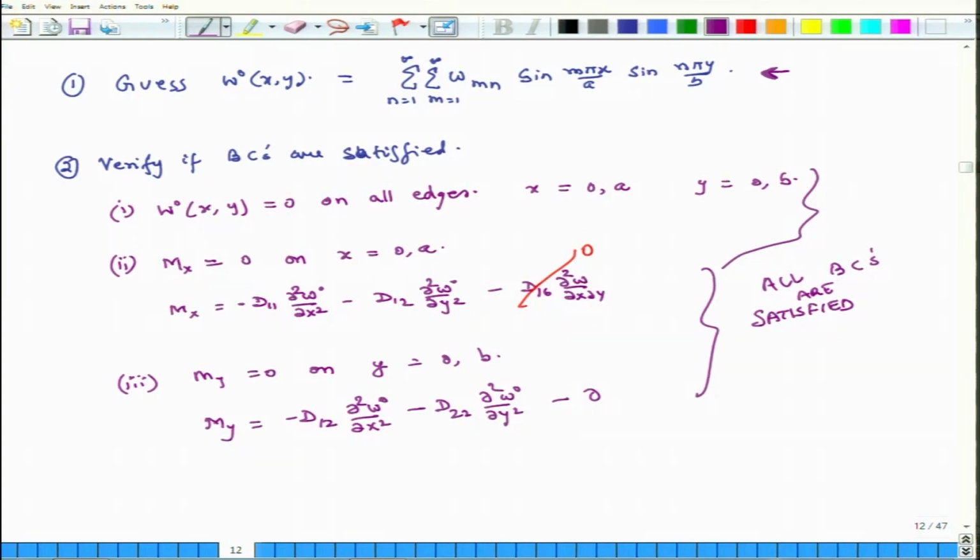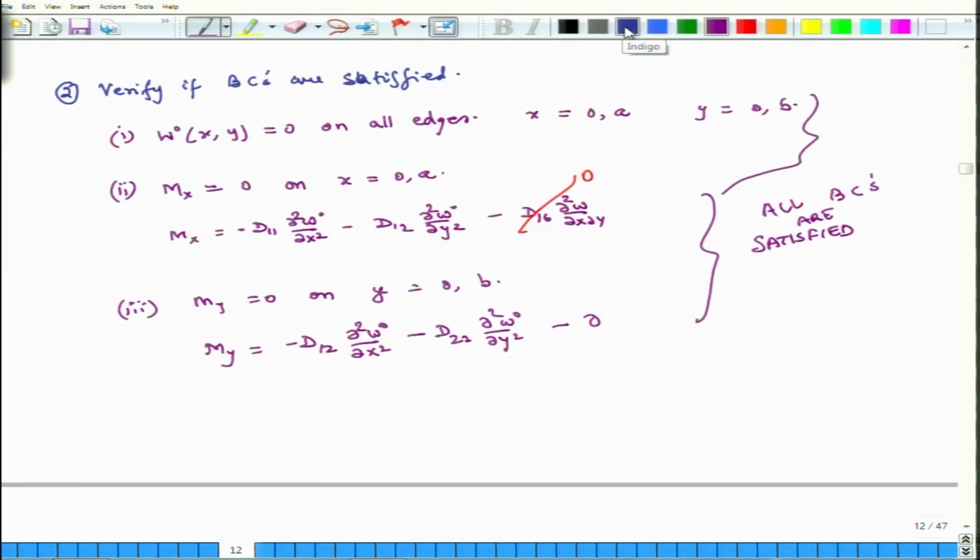The next thing is that it should also satisfy the governing differential equation. So, we check that. Check whether the assumed solution satisfies the PDE.